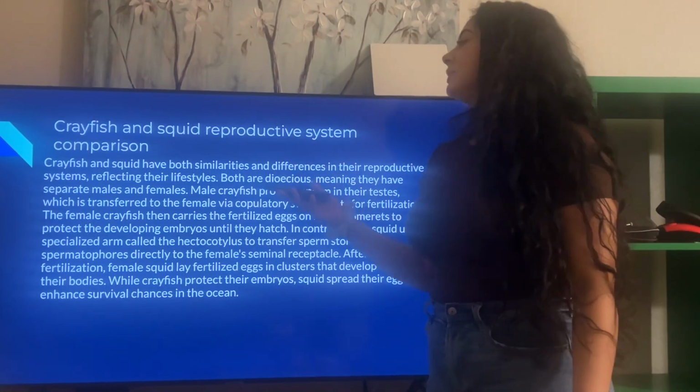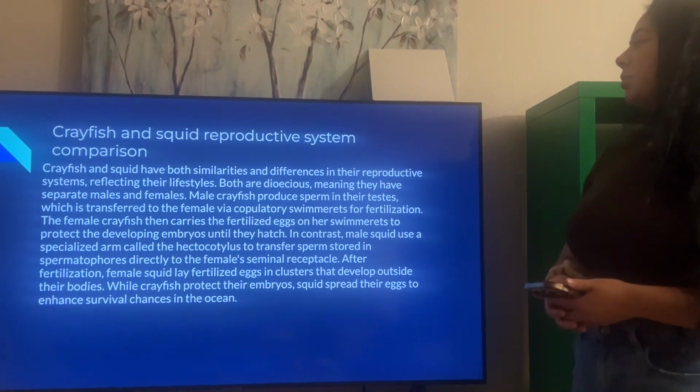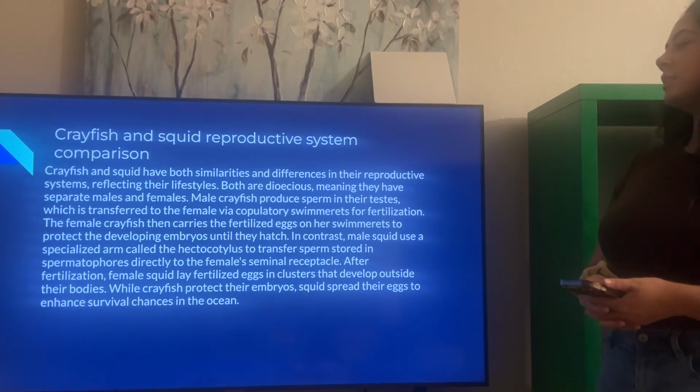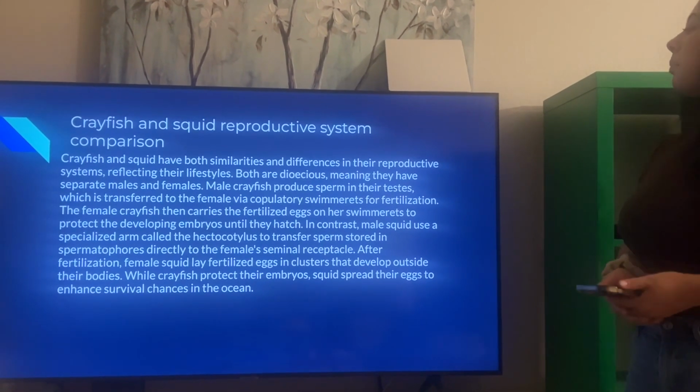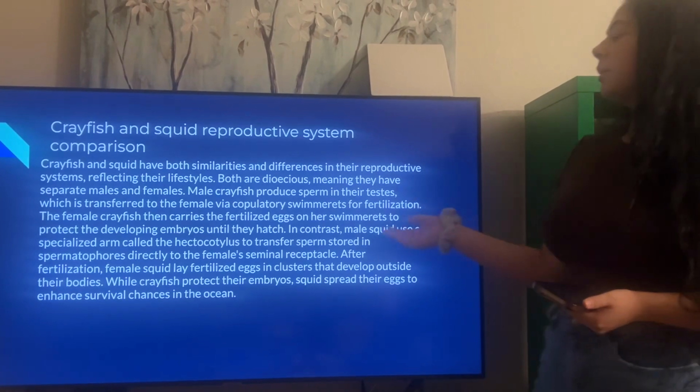Crayfish and squid reproductive system comparison. Crayfish and squid have both similarities and differences in their reproductive systems, reflecting their lifestyles. Both are dioecious, meaning they have separate males and females.